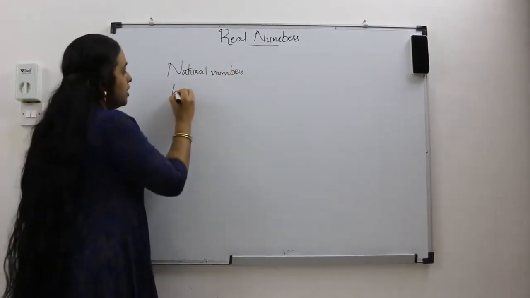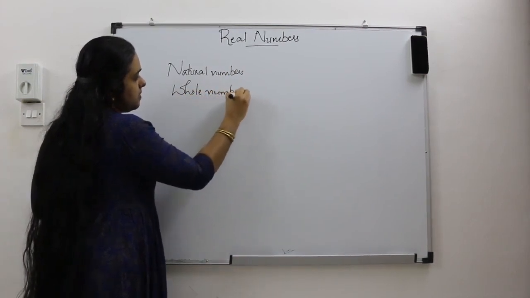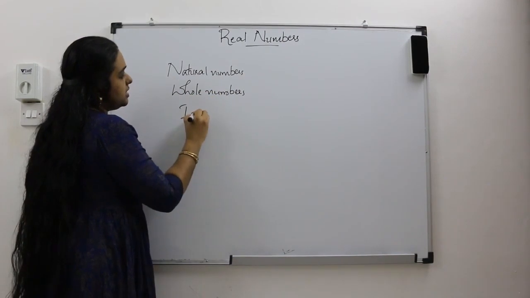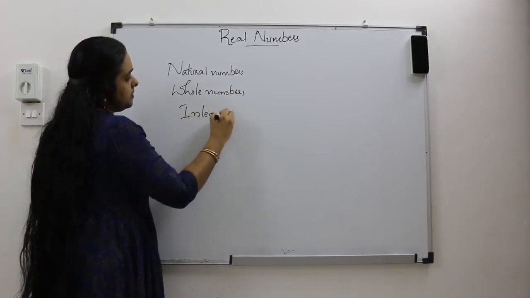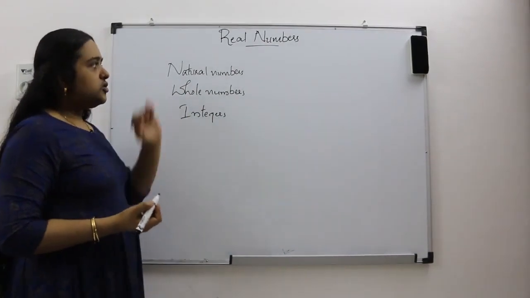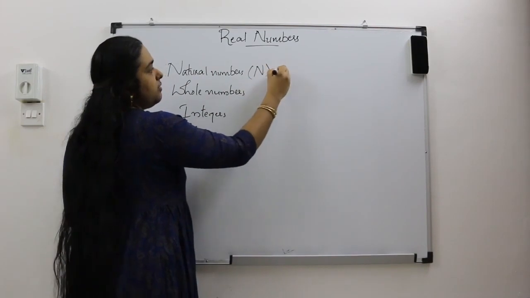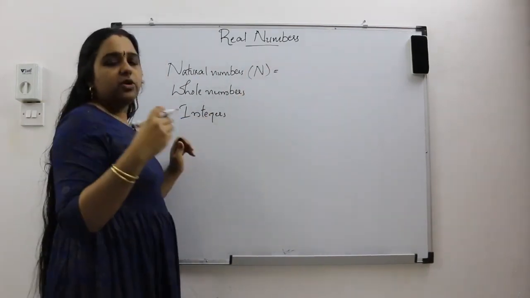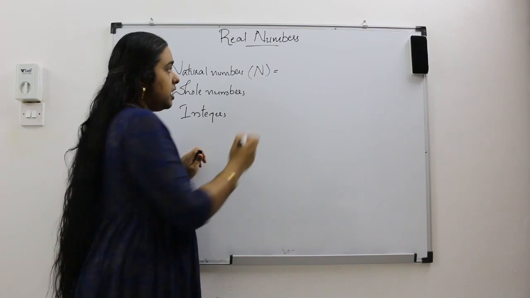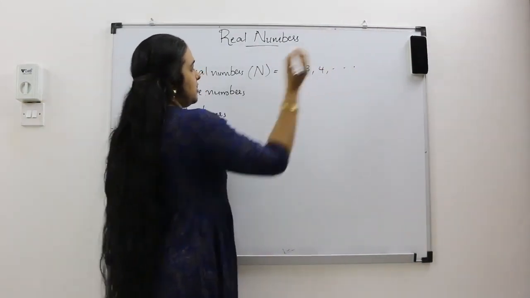then whole numbers, integers. Okay. Natural numbers. Let's denote natural numbers with the letter N. What are the natural numbers? 1, 2, 3, 4, etc.